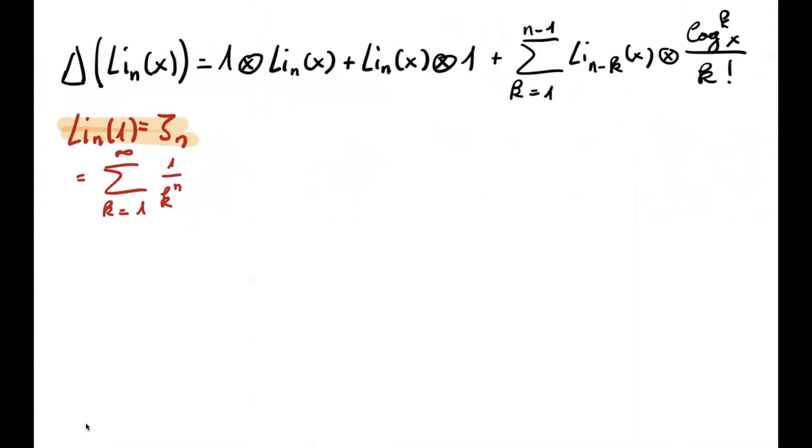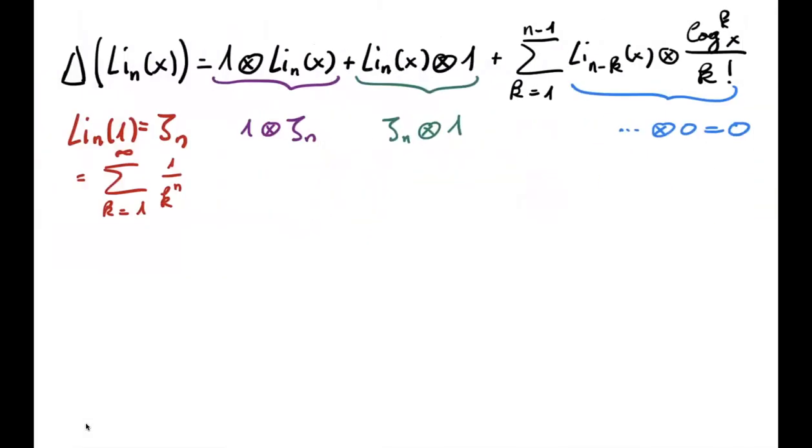Now I can do that for all the terms in here. I can do it for the first term, for the second term. I can also do it for the last term, but now you see I have log of 1, which is 0, and something tensor 0 is 0. So all of these terms in this sum drop out, and only these two trivial terms remain. So I conclude that the co-product of zeta n is 1 tensor zeta n plus zeta n tensor 1. That's good, it became simple. That's what I expect. If I specialize, it should not get more complicated, it should get simpler.